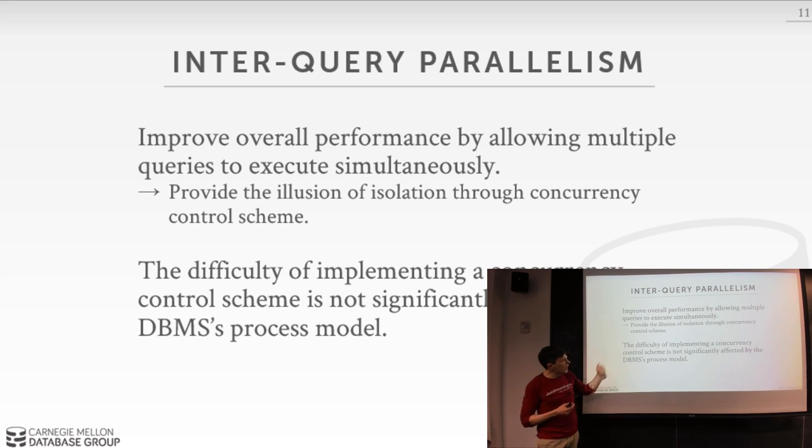So the one thing I'll say is, as far as I know, how hard it's going to be to actually implement a concurrency scheme is not going to be greatly affected by what process model we use. So whether we're using a process per worker or the multi-threaded, thread per worker approach, it doesn't make two-phase locking or timestamp ordering or MVCC any easier or harder, right? All the same challenges that we had to deal with before, like how to identify conflicts, make sure that things end up in the right order, these are all going to be the same. So again, there's not much really to say about this because we already covered this with concurrency control.